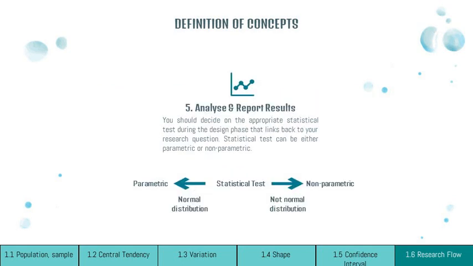The fifth step, analyze and report your results. You should decide on the appropriate statistical test during the design phase that links back to your research question. The test can either be parametric or non-parametric depending on your data. If your data is normally distributed, you use a parametric test, but if it's not normally distributed, you will use a non-parametric test. More details will be given on how to perform this test later. So this concludes the basic statistic concepts that will be covered by me.